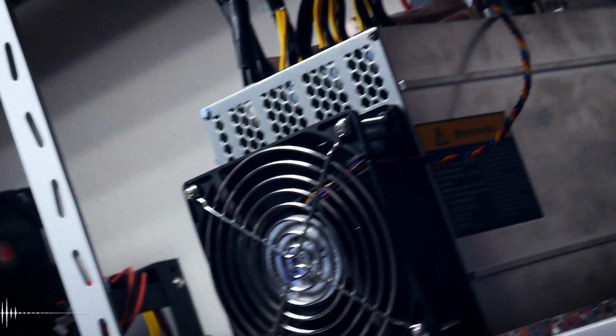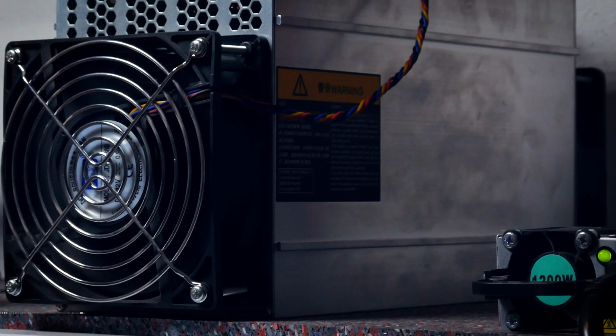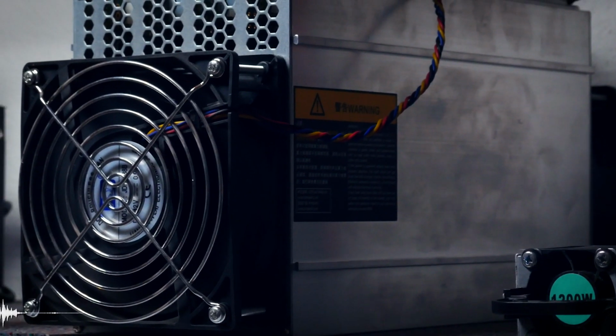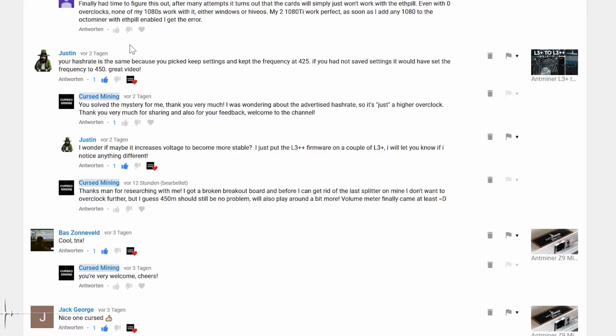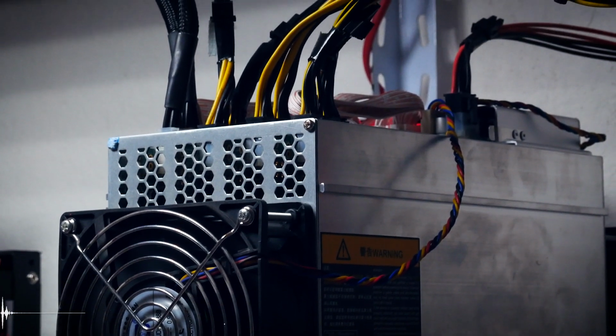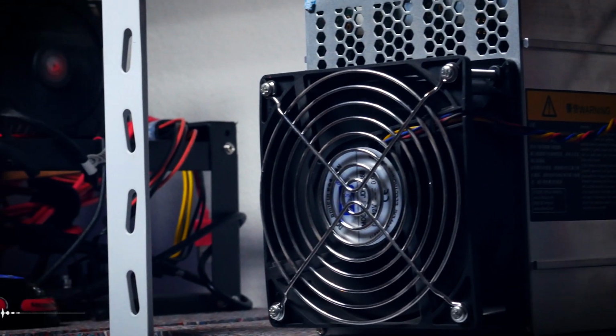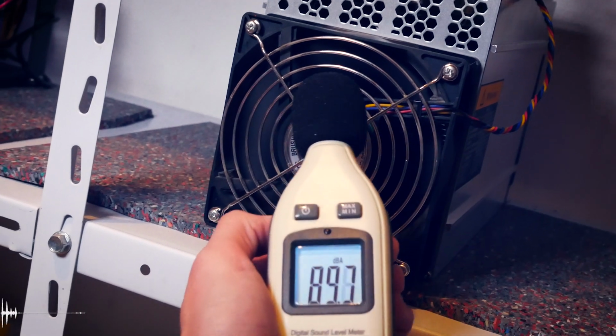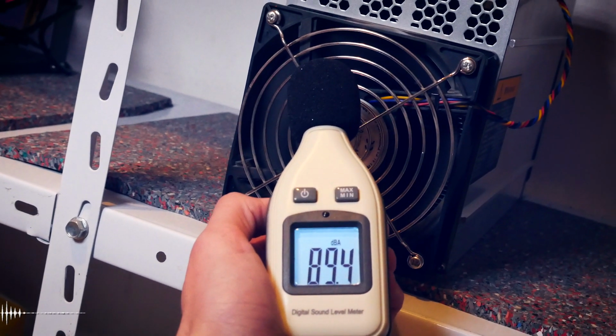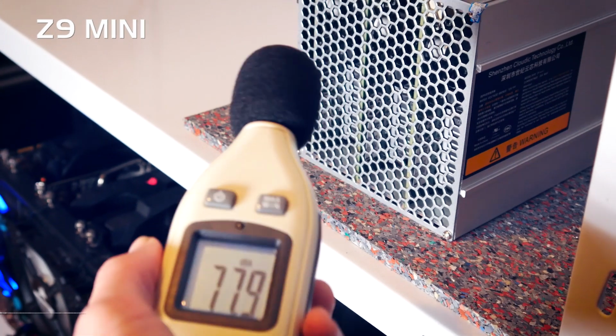The last ASIC before we turn to the GPUs is the L3+, which we have recently turned into an L3++. Thanks to Justin, I finally found out where Bitmain's advertised hash rate of 580 mega hashes for the L3++ comes from. If I'd chosen not to keep my settings, the L3+ would have been automatically overclocked to 450 MHz instead of my modest 425 clock setting. That explains it. We also finally got a volume meter in, so that you can see how loud the monster is, so there will be more accurate readings about noise in future videos.